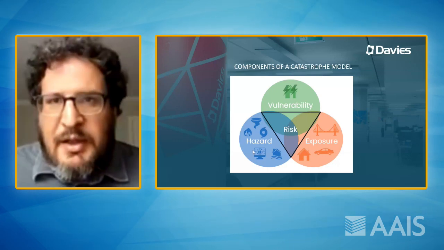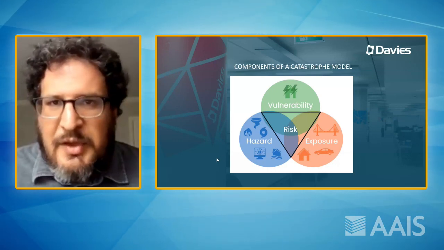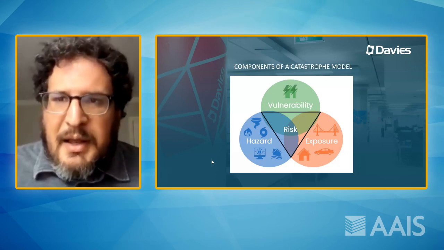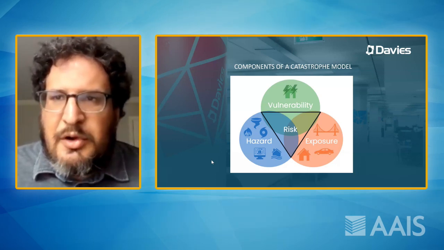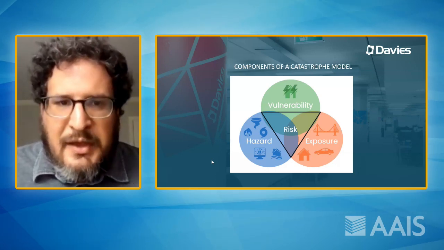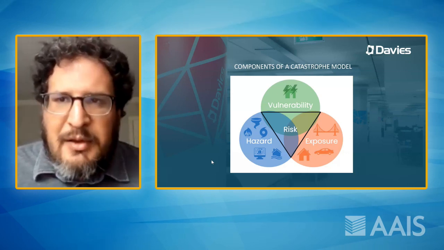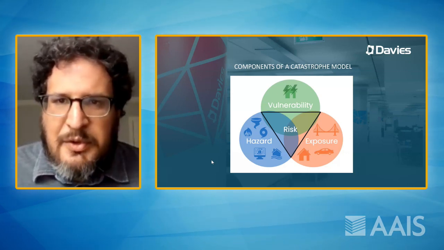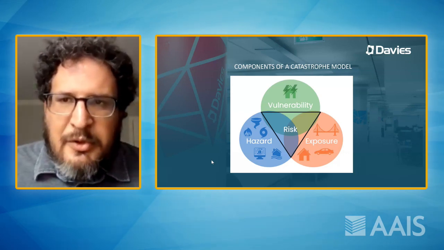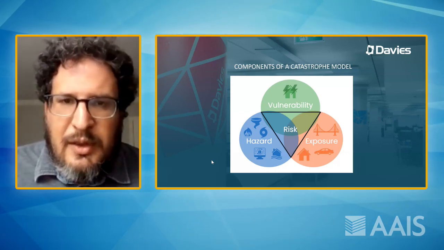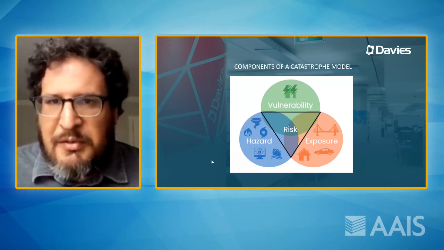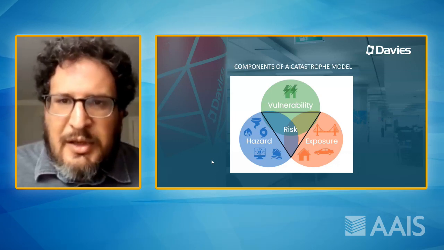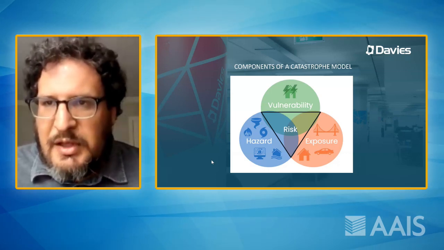I'm going to start by sharing this slide with you. This slide does come from Shaveta, so thank you for that. When we're looking at a hurricane model, we're really looking at the merger of many different areas of expertise. Primarily, we're talking about meteorological expertise, engineering expertise, and insurance expertise. Those are represented in this chart by hazard, which is the meteorological component of the model, vulnerability, which is the engineering component, and exposure, which is the insurance component.